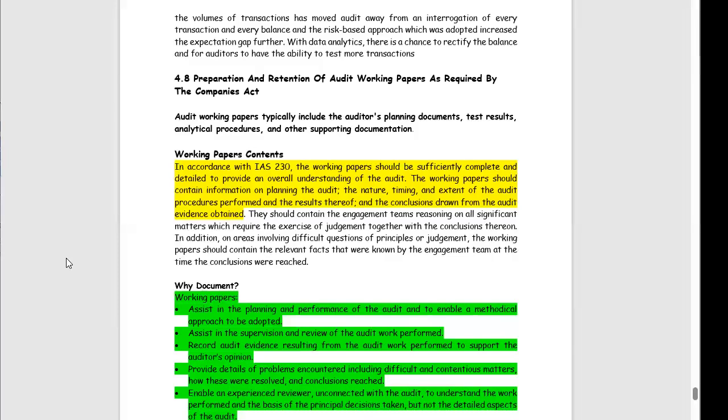Next quality, any symbol used should be explained. Another one, they should be properly headed.